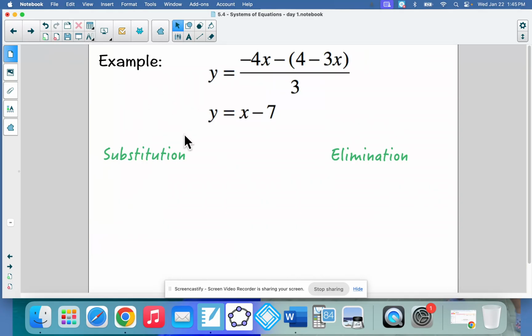I'm going to skip the first example. If you're going to do substitution with it, this is actually a line, even though it doesn't look like it. I would simplify this one down. And then if you're using substitution, I would plug in this for that y. That way you only have x's in your equation. Once you get x, then plug it back in to get the y. And that's your substitution step.